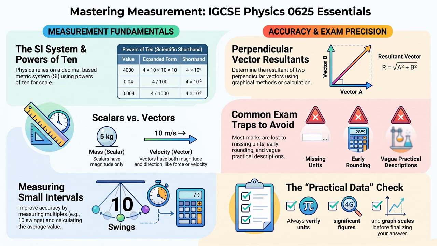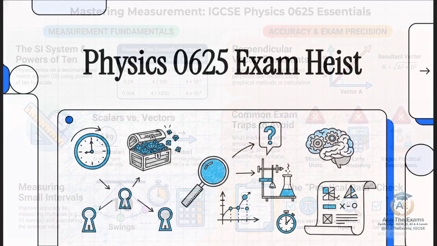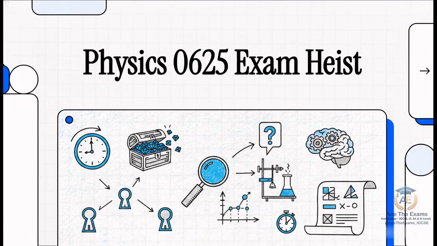You're staring down a practical data question in your Cambridge IGCSE Physics 0625 paper. The clock is ticking, and you absolutely need to secure every single available mark. We're skipping the basic textbook definitions today and pulling off a mark scheme heist. We are going to reverse engineer the examiner's mindset to see exactly what gets rewarded and what gets ruthlessly penalized.